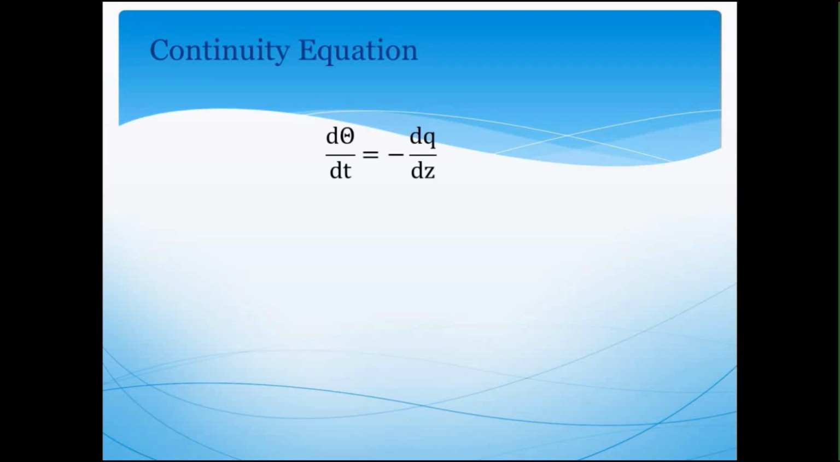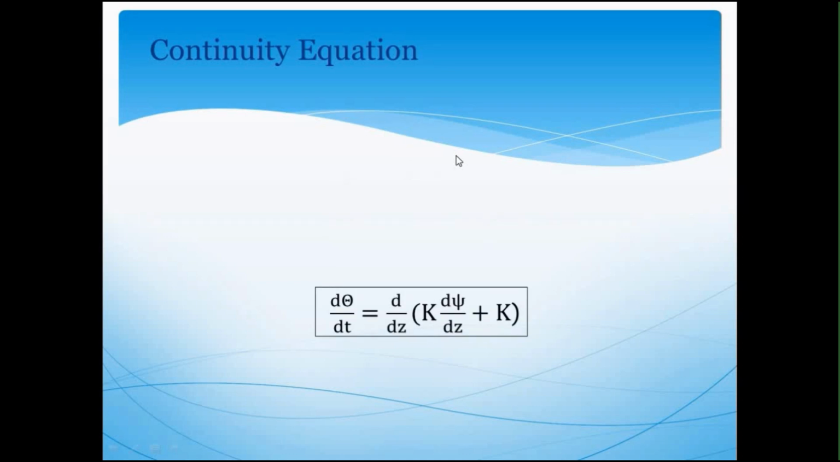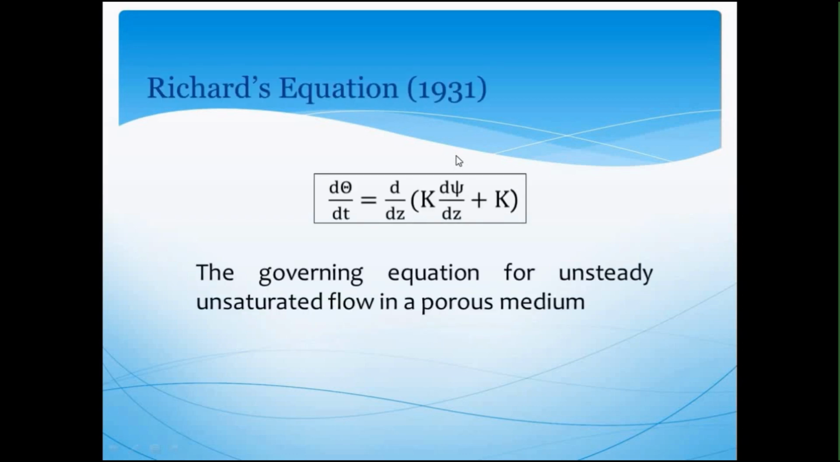For that, we'll use the continuity equation, which is the derivative of water content with respect to time equals to the derivative of flow with respect to space. Substituting the value of Q that we have in the previous equation, we'll have this. Simplifying that, we'll have this equation, which is the Richards equation, the governing equation for unsteady and saturated flow in a porous medium.